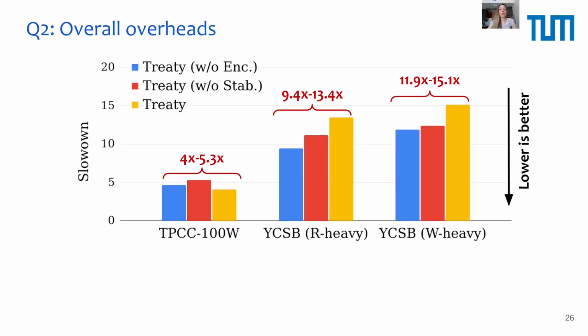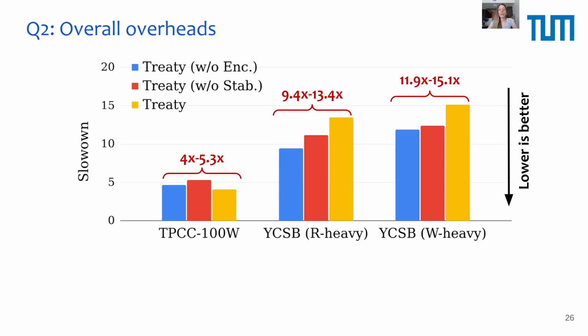The plot shows the performance slowdown of 3 versions of Treaty systems compared to a native execution of a distributed version of RocksDB. All these 3 versions run within the trusted execution environments. The blue bar refers to a secure Treaty execution without the encryption layer and without the stabilization protocol. The red bar refers to a secure Treaty execution with the encryption layer but without the stabilization protocol. And lastly, the yellow bar refers to an end-to-end Treaty system that provides the full security properties.